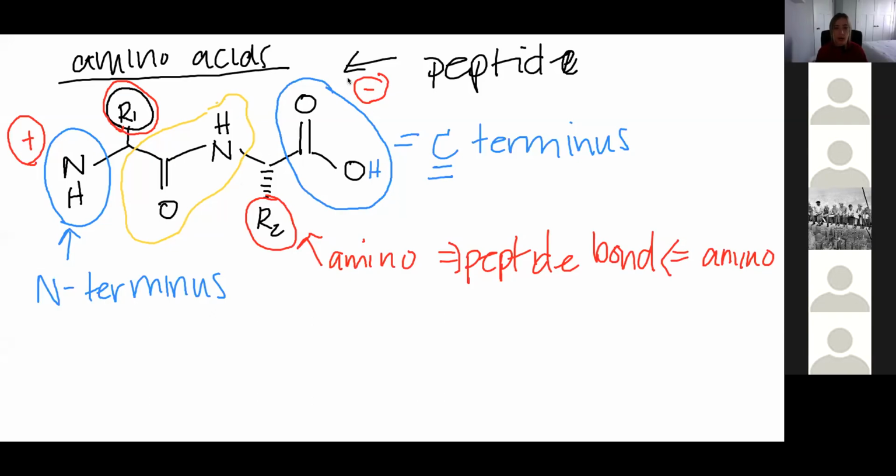is what attaches to these groups. So what amino acid goes in these R groups will determine the pH or make the amino acid acidic, basic, or neutral. Okay, any questions on that?